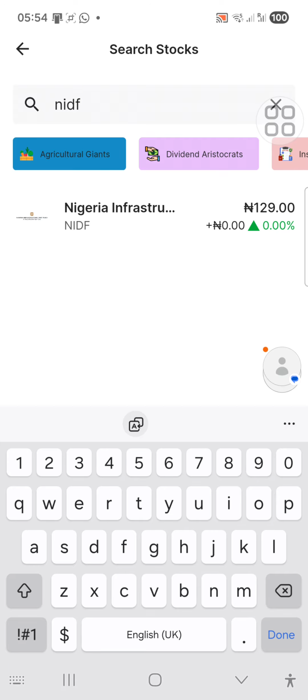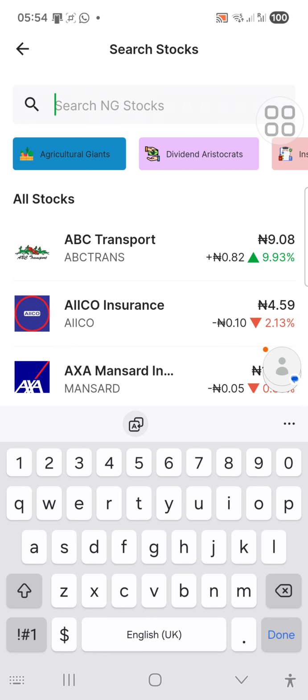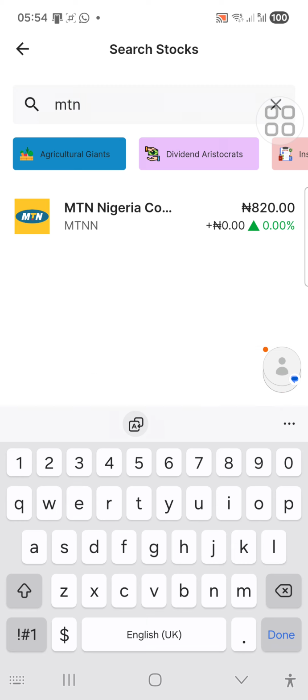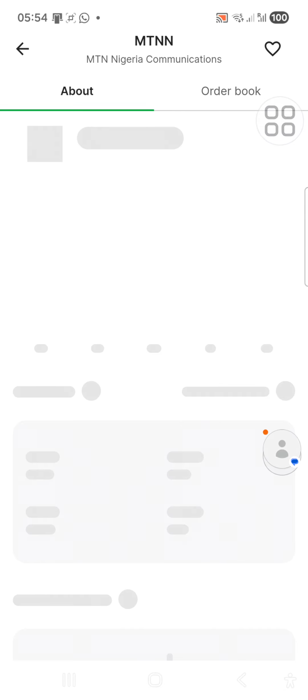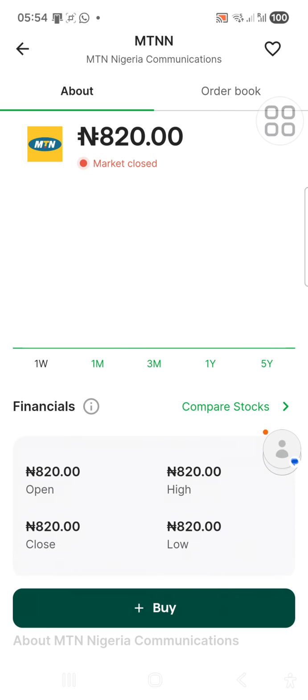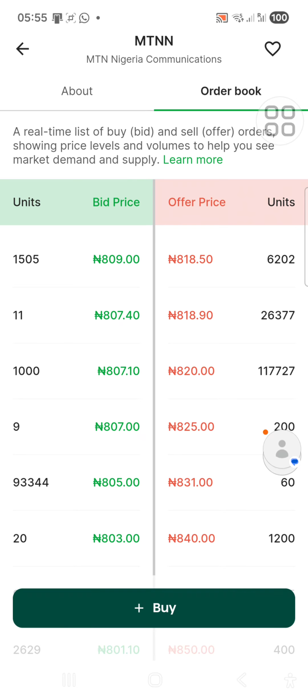Okay, let's do just one more. So if I clear NIDF and I type in, let me see which other one. Let's say I put in MTN. Okay, and now I select MTN, and it tells me the market price for MTN is 820 naira. Now let's check how much people are offering to sell and how much people are bidding to pay. Offer price versus bid price.